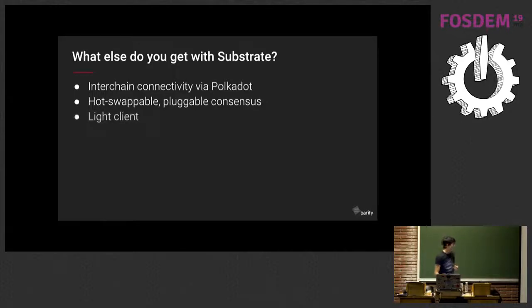You get light client support for free. There's a lot of talk of light clients in Ethereum and other projects. These are things that need to be added on top of the existing protocols. Here we are building it as a first-class citizen, so you get it for free. We get chain synchronization automatically built in.